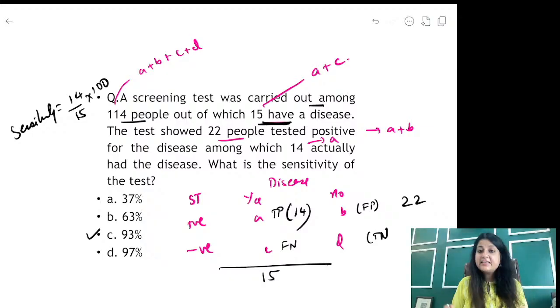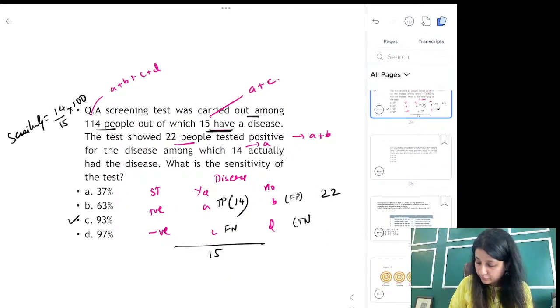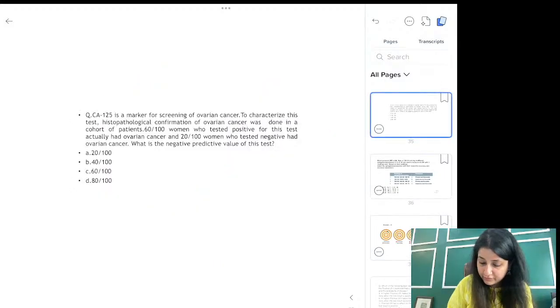Sensitivity and specificity of a test are independent of prevalence. Everybody, did you get this question? Did you understand this question, guys? Try to figure it out. Shall I give one more question? Okay, we don't have too much time. I'm just going to quickly give you one more question.